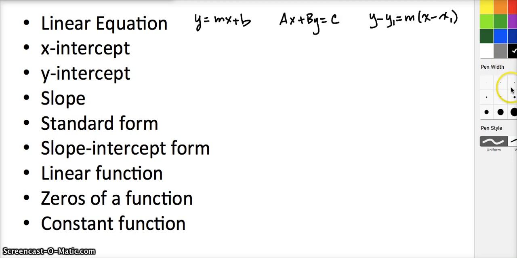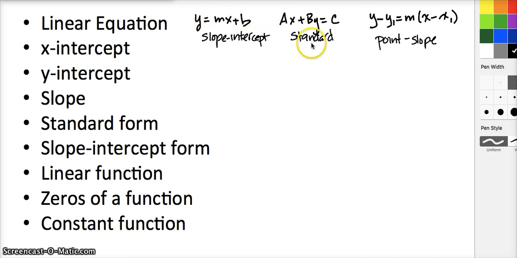You may remember these from previous math classes, but what we have here is slope-intercept form of a line, standard form of a line, and point slope. Sometimes standard is called general, depending on the textbook. But for us, we'll call it standard. So if you have an equation that can be written in any of these forms, then you have a linear equation.